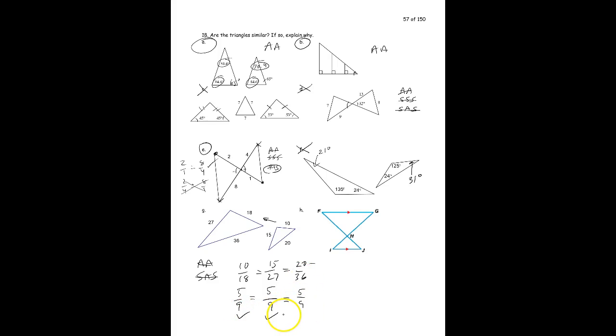Because I get the same scale factor for all 3 correspondences, I know that they are similar by SSS. If by some chance 2 of them were the same and 1 was different, it would not be similar. In order to be similar, all 3 of them have to be proportionate.